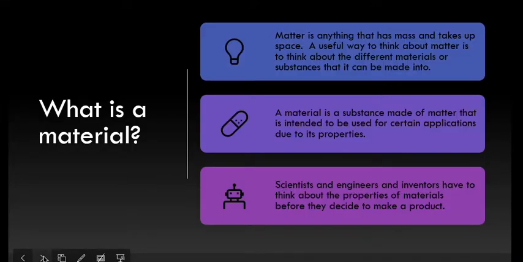What is a material? Matter is anything that has mass and takes up space. A very useful way to think about matter is to think about the different materials or substances that it can be made into. A material is a substance made of matter that is intended to be used for certain applications due to its properties. Scientists and engineers and inventors have to think about the properties of materials before they decide to make a product.